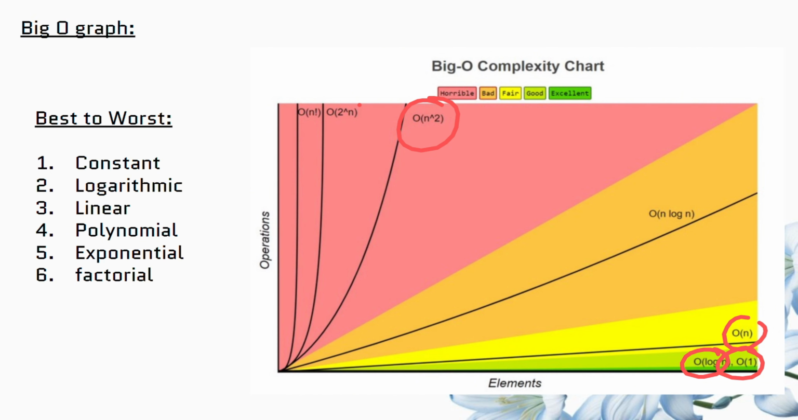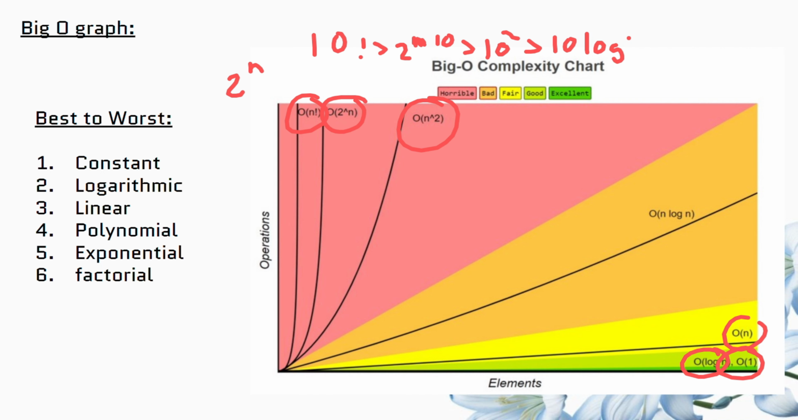Here we have exponential because we have n in the exponent, so we have 2 to the power of n here. And then we have factorial. Factorial is easily the worst. For example, if we considered n to be 10, 10 factorial is obviously greater than 2 to the 10. And then we have 10 squared. And then we have 10 log n, log 10, so on and so forth. Yeah, so it all checks out, right?